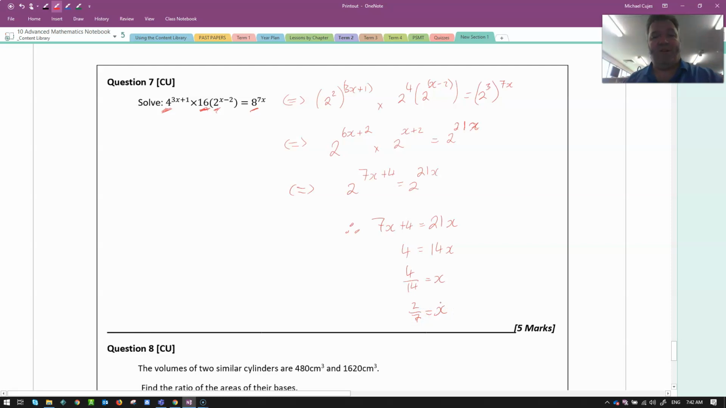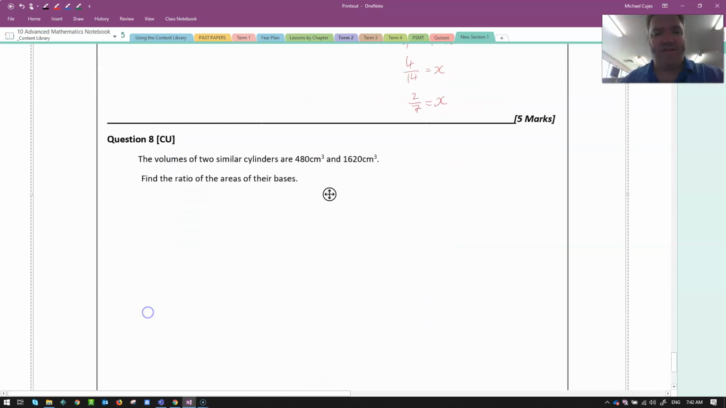And we got there without too much effort. There are a couple of lines where you could have saved a little bit of time, but hopefully you can follow that. Not so bad. Nice, easy giveaway, 5 marks.